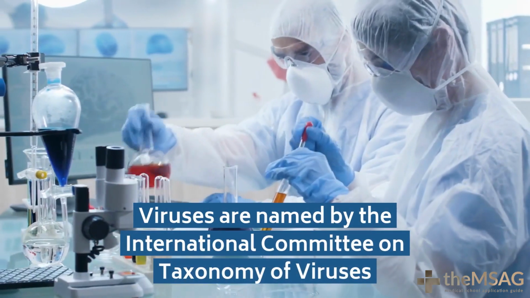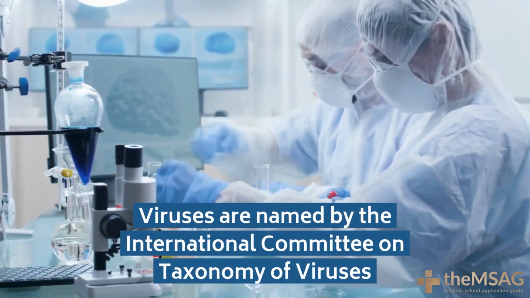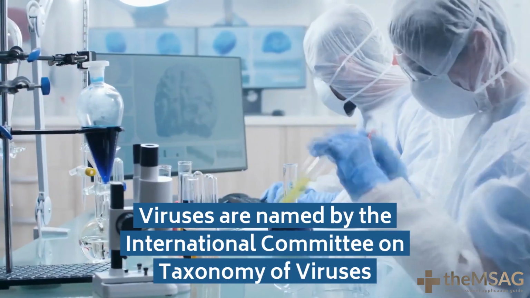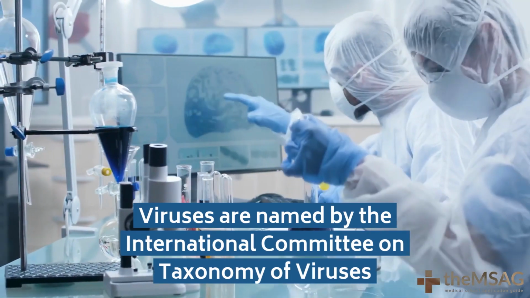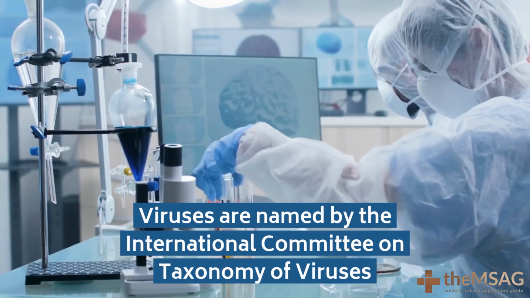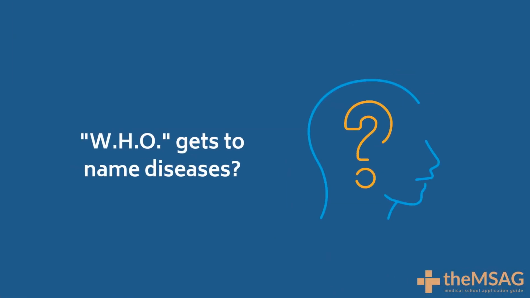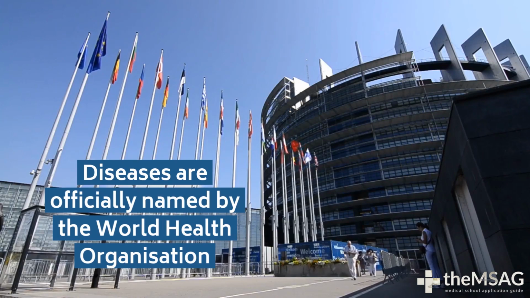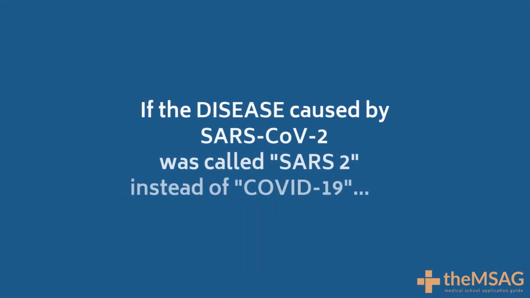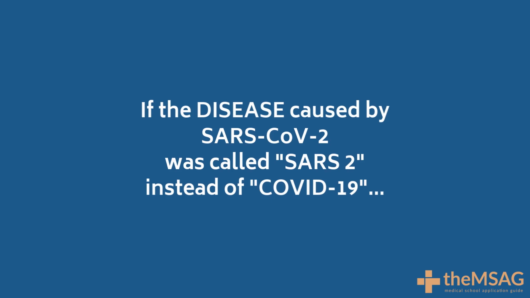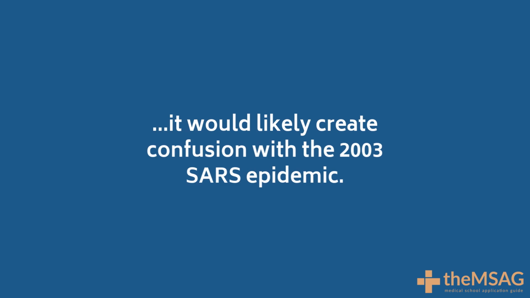Viruses are named by the International Committee on Taxonomy of Viruses, based on their genetic structure. This makes it easier for the scientific community to work on diagnostic tests, vaccines, and medicines. We talked about naming viruses, so who do you think gets to name diseases? Diseases are officially named by the World Health Organization. If the disease caused by SARS coronavirus 2 was called SARS-2 instead of COVID-19, it would create a lot of confusion for people who still remember the 2003 SARS epidemic. The WHO have their own guidelines to decide how to best name a condition.